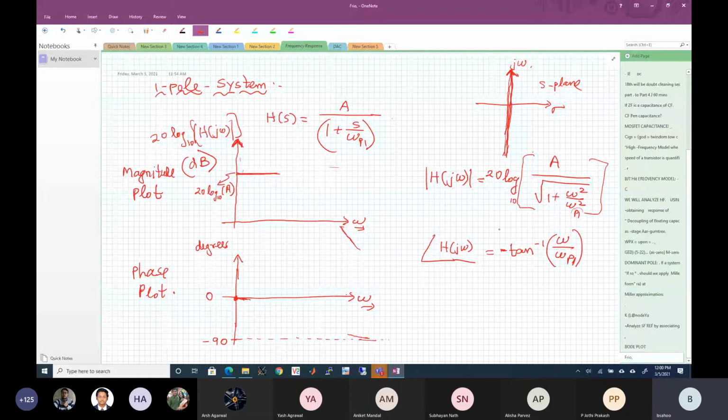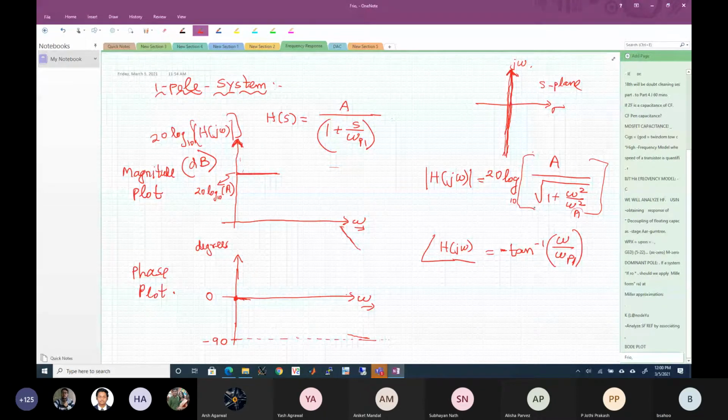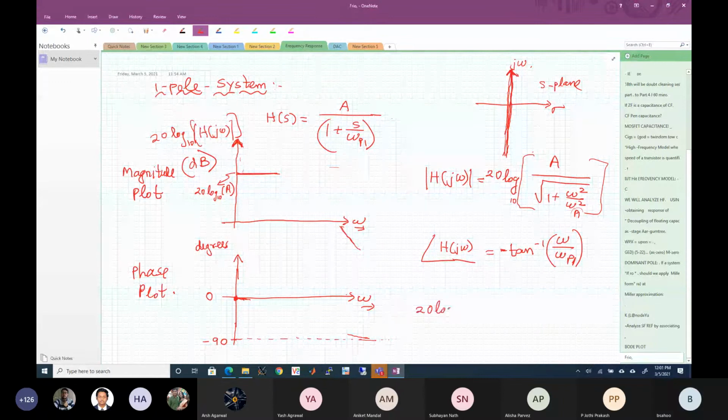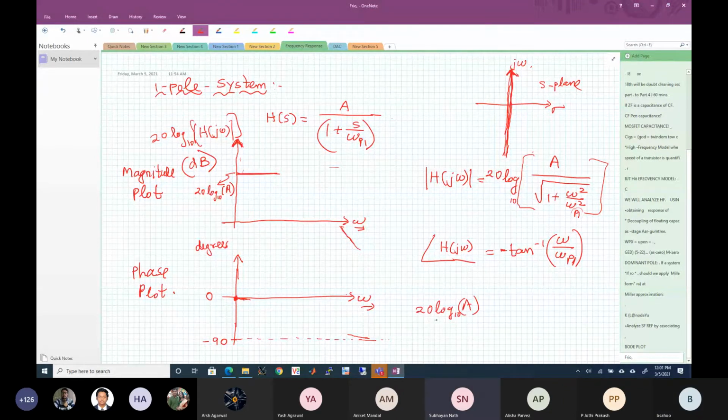When you apply that real number, what is the magnitude here? The original magnitude at omega equal to 0 is 20 log of A. Here it is 20 log A minus 3.